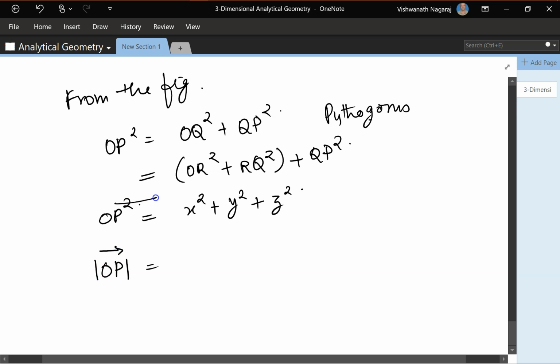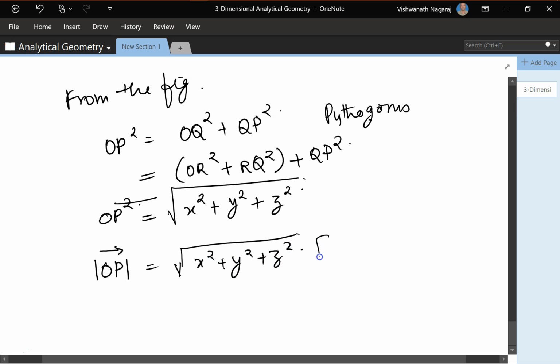In terms of vectors, basically what I'm doing is taking a square root here. So I'm left with OP. Now the magnitude of the vector OP is equal to the square root of x square plus y square plus z square, which is nothing but the distance from the origin to P.